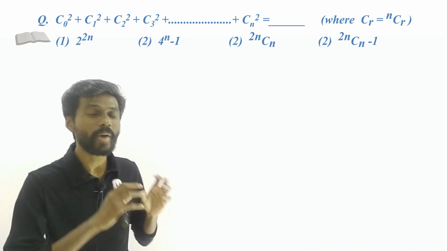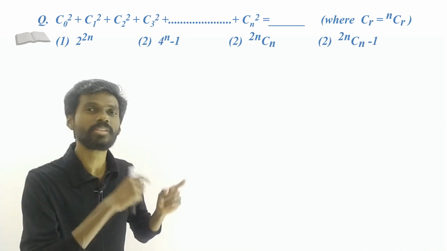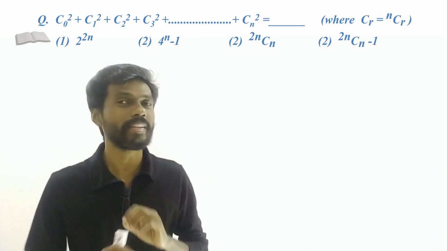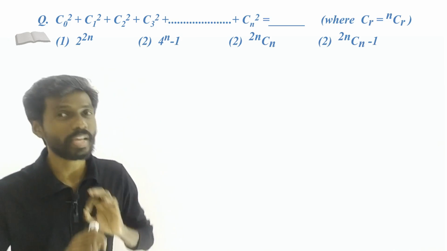Now we have binomial coefficients combined with the binomial coefficients only, right? The square: C0, C0, C1, C1, this combination. So this should be done by an entirely different method. So there we used a different approach. Now here we have to use a different method.